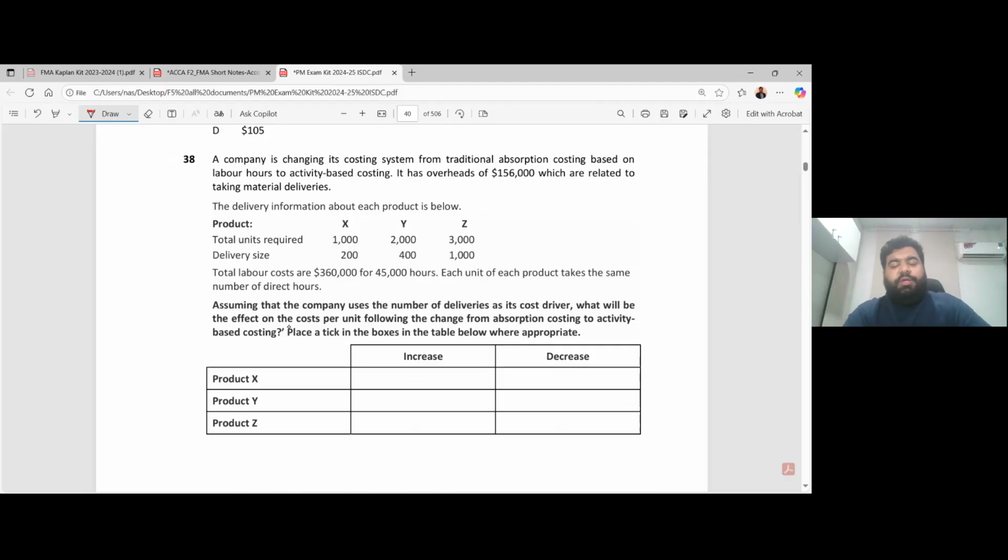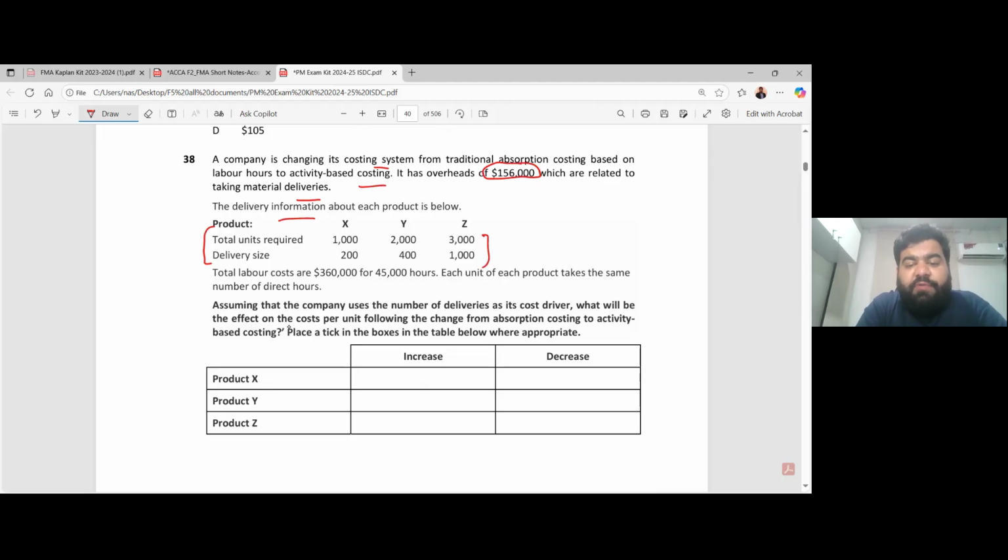Okay, let's do this one as well. A company is changing its costing system from traditional absorption costing to ABC. It has an overhead of 156,000 which is related to taking material deliveries. The delivery information is given here.